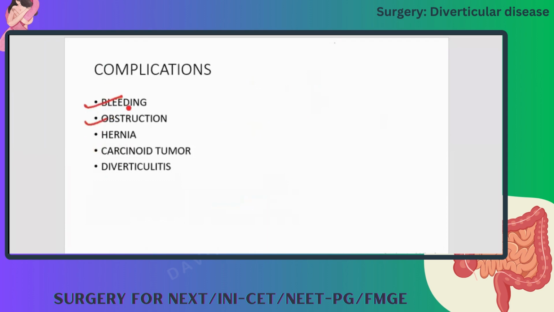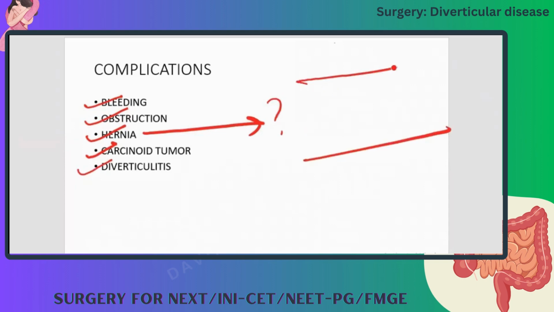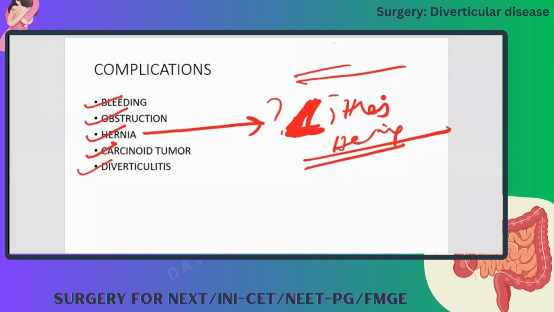What are the complications? There may be bleeding, there may be obstruction, there may be hernia. This Meckel's diverticulum may go into hernia. There may be development of carcinoid tumor and diverticulosis. Can you name what this hernia is known as? Starts with L. Little's hernia. Very good. Little's hernia, Meckel's diverticulum will be present inside it.